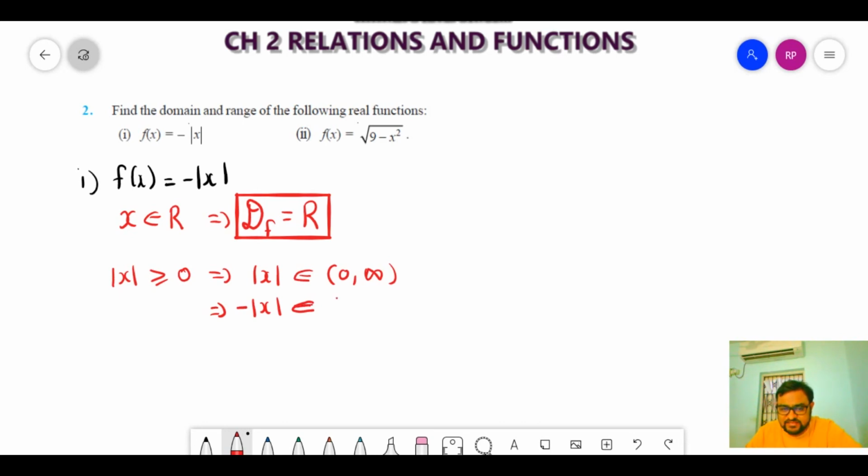So in this case, it will be equal to minus infinity to 0. Here also it will be a close bracket, right? So the range of the function here will be equal to minus infinity to 0. Clear? So this was only the first part, so just note it down.